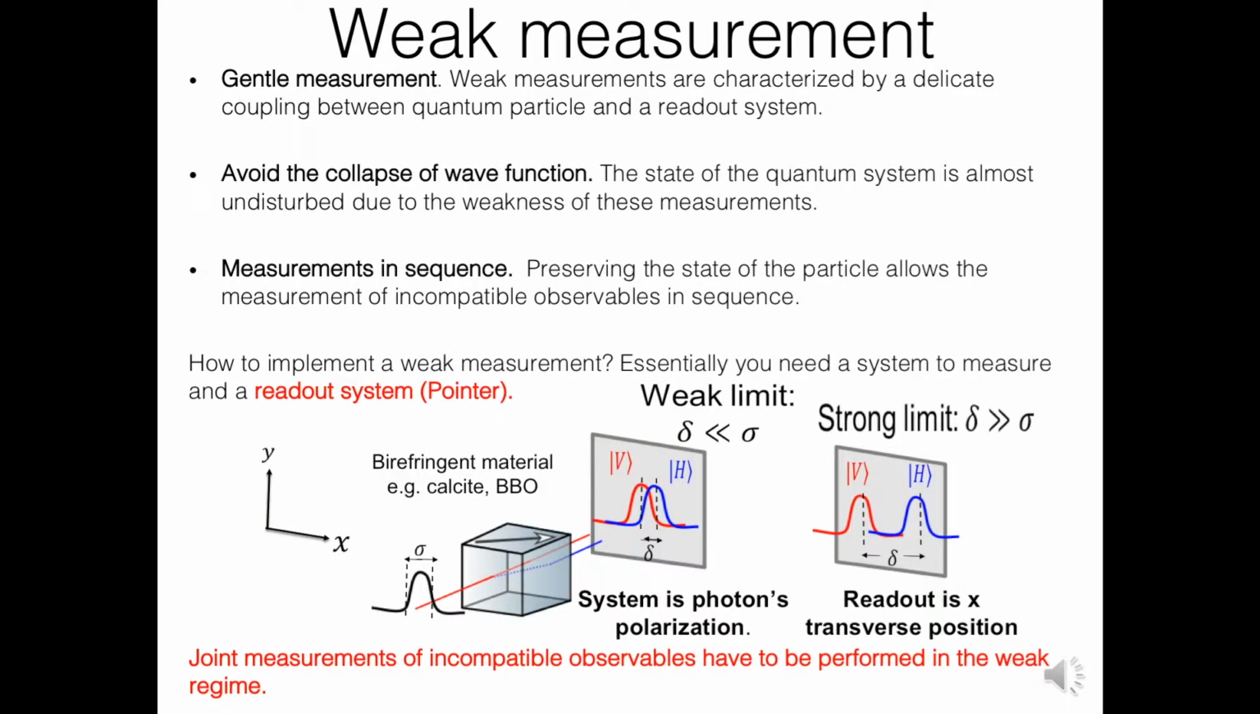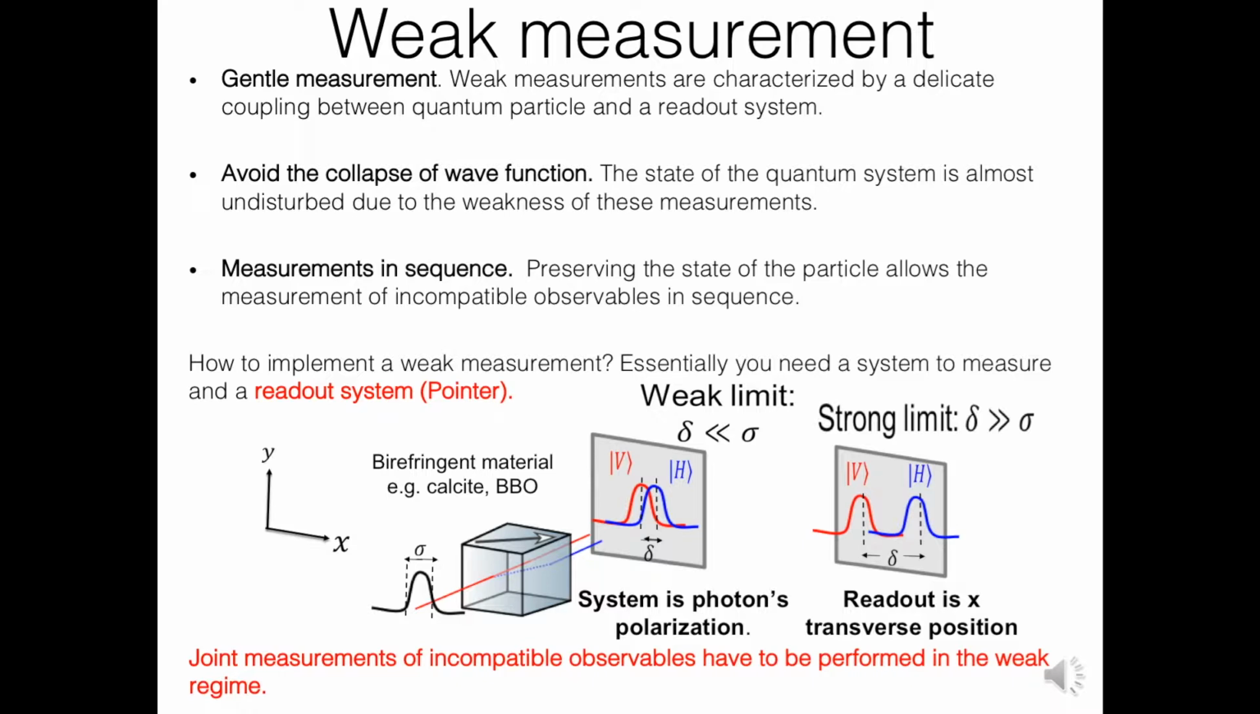So in a measurement, we have our quantum particle and we need a readout system that tells us one value. The characteristic of a weak measurement is that the coupling between the particle and the readout is made very gently, so that we avoid the collapse of the wave function. In that way, we can perform measurements in sequence, even of incompatible observables. How to perform a weak measurement?